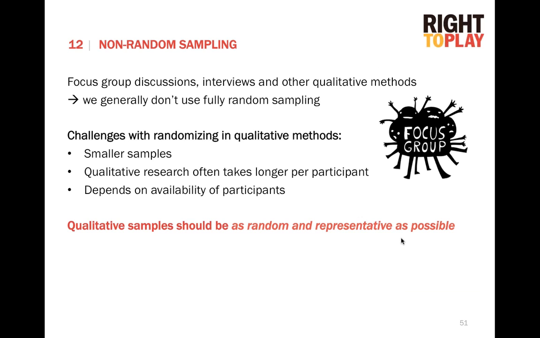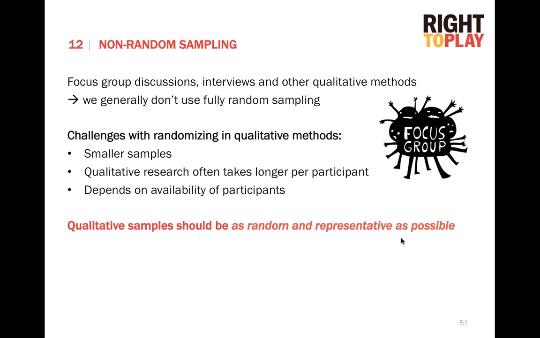Now we're going to talk a little bit about non-random sampling. When you're doing focus group discussions or interviews or other qualitative methods, we generally aren't able to fully randomly sample. There are a number of different reasons why randomizing in qualitative research is more challenging. For example, most of the time you're working with much smaller samples for your interviews and focus group discussions. And one of the reasons for this is that qualitative research often takes a lot longer per participant.